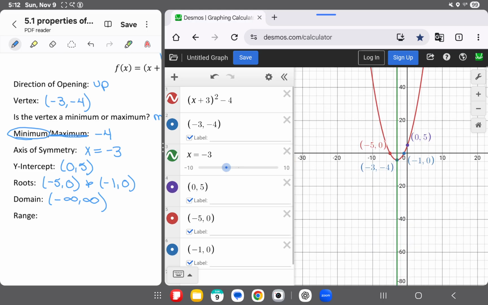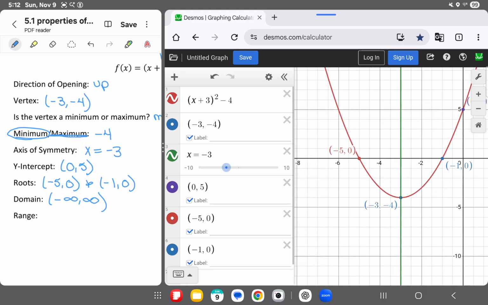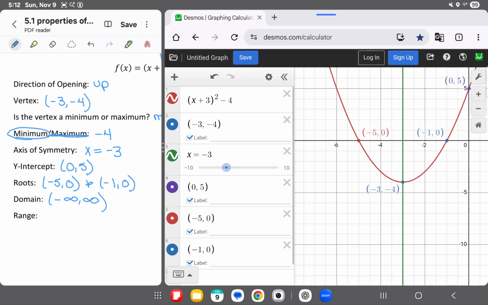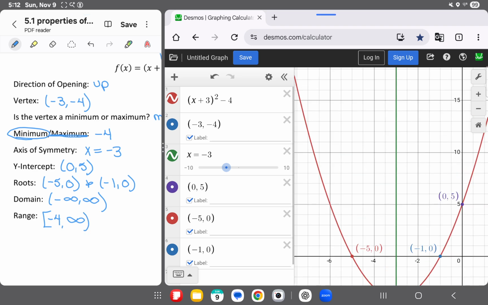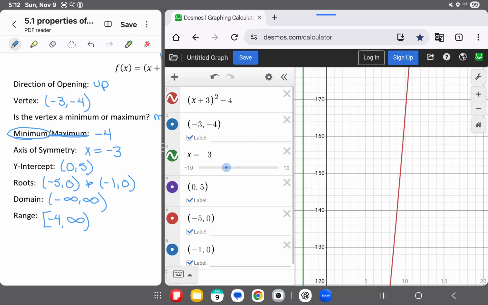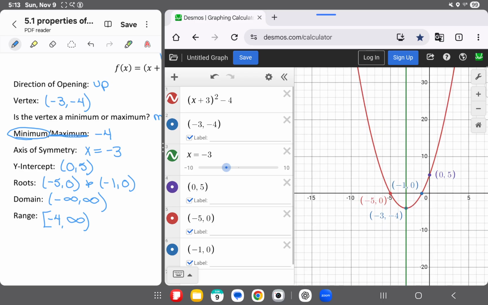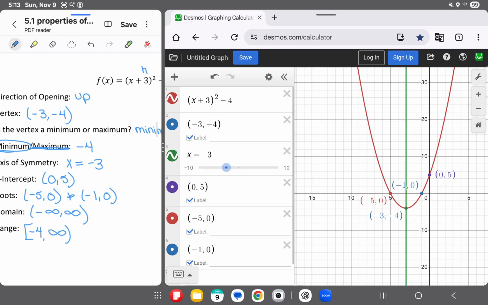All right, and then our range. Our range is determined by our vertex. So I'm going to zoom back in on that. We cannot go lower than that -4 value. So our range as an interval is going to be a bracket, -4, and then an infinity symbol to show that we can go up forever. And so we can see that go up. I could keep scrolling, but we'd be here for a while. But these are all of our characteristics of our quadratic function.